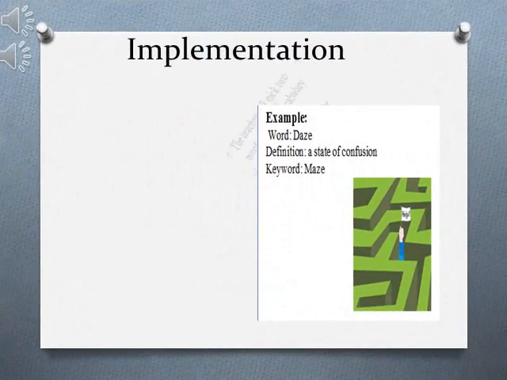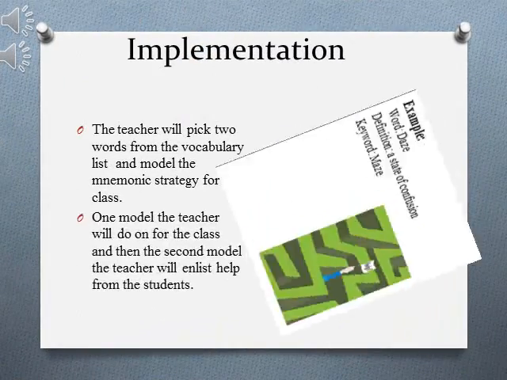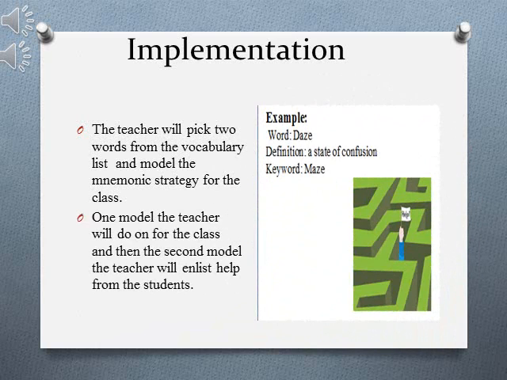Once the list has been made, the teacher will pick 2 words from the vocabulary list and model the mnemonic strategy for the class. For example, if the word being modeled is daze, the teacher will think of a key word. For this, we'll use the word maze that will help the students remember the word and the definition. The teacher will then relate the key word maze to the definition of daze, which is a state of confusion.